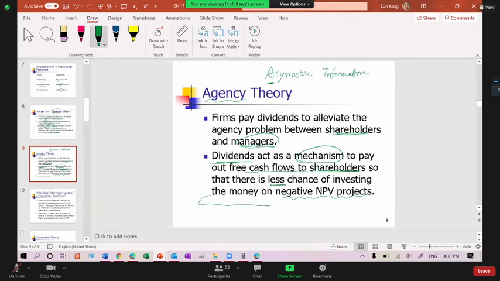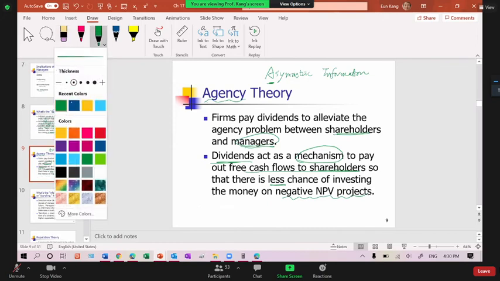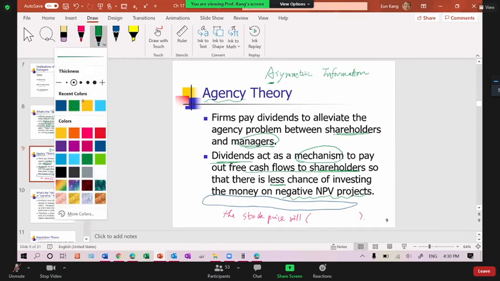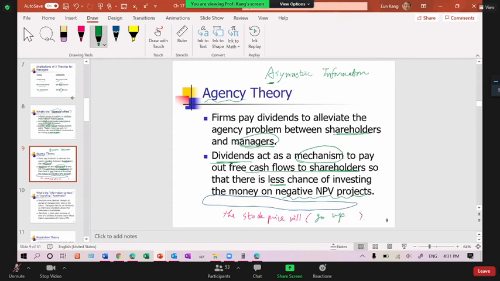So this one, same thing. According to this theory, the stock price will what? What do you think? Will what? Go up. Go up because what? This mechanism just alleviates the agency problem. Because of that, there is less chance of wasting money. So this good mechanism, the dividend, when they pay dividends, the agency problem goes down, the stock price goes up.